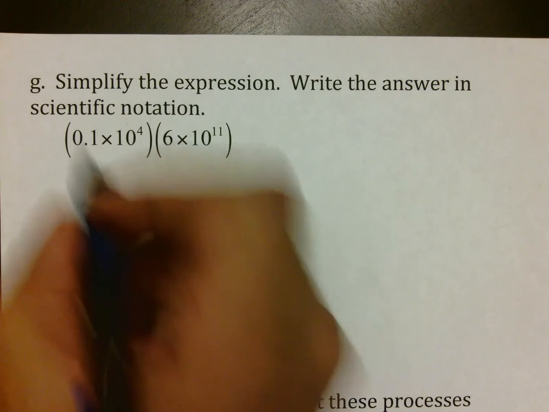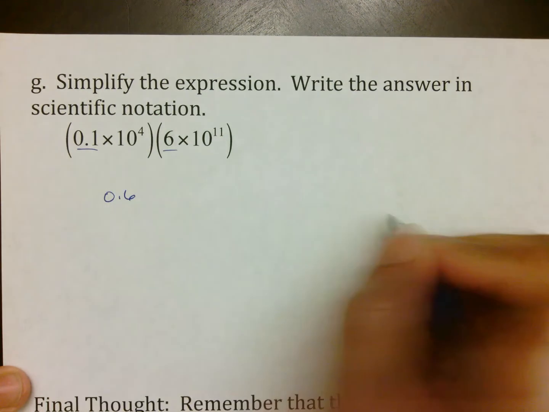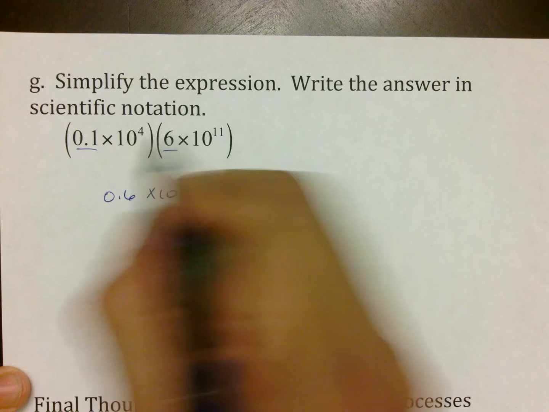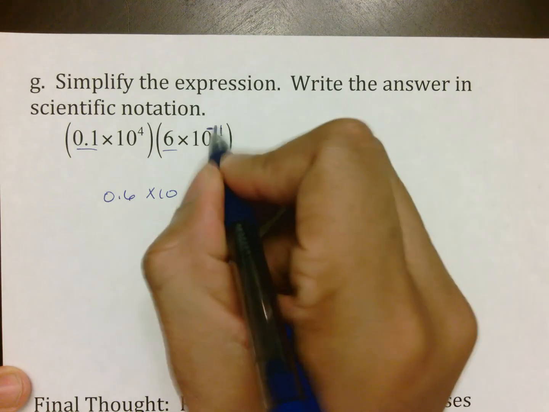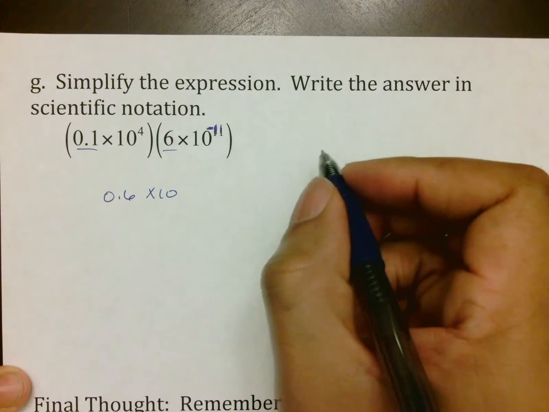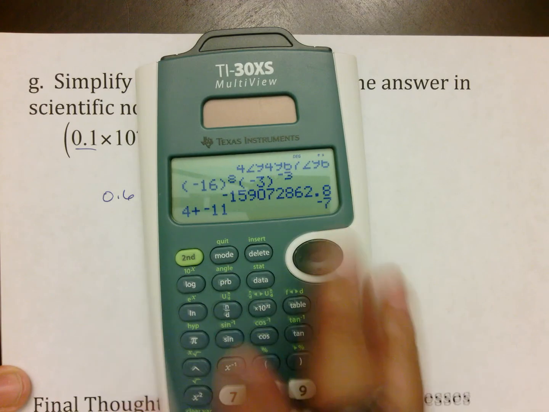Here again, same thing. 0.1 times 6 is 0.6. And 10 to the 4 and should be a negative 11 there. Sorry. Make sure you put that on your notes. That is a negative 11. 4 plus negative 11 equals negative 7.